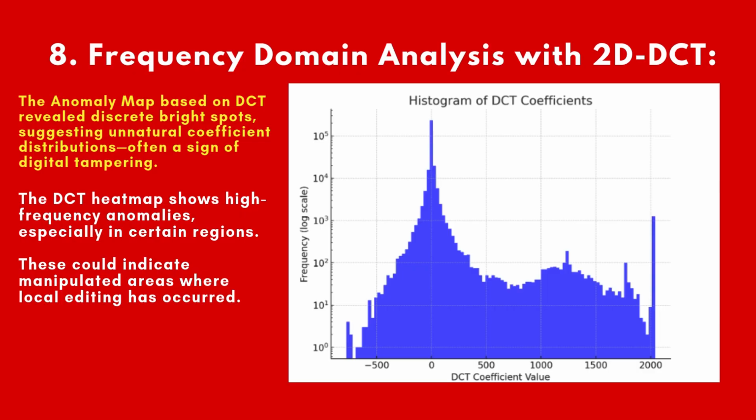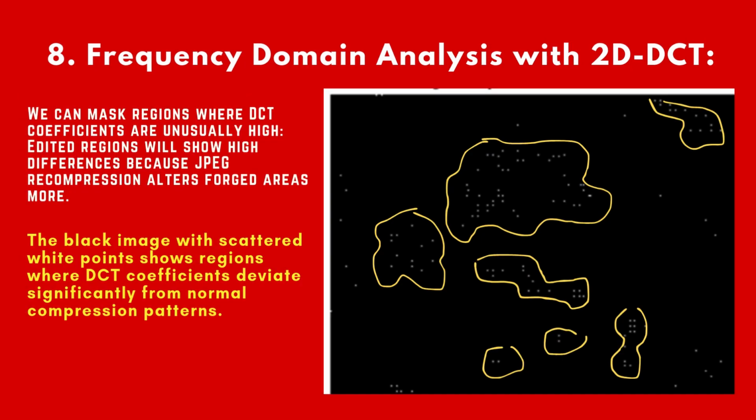The DCT heat map shows high-frequency anomalies, especially in certain regions. These could indicate manipulated areas where local editing has occurred. In the anomaly map, we can mask regions where DCT coefficients are unusually high. Edited regions will show high differences because JPEG recompression alters forged areas more.